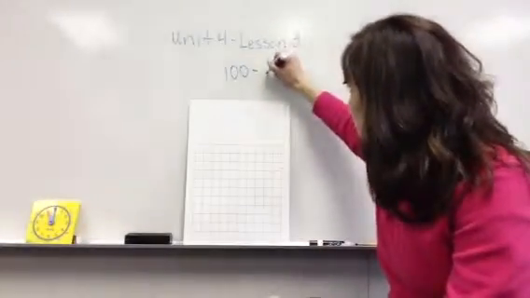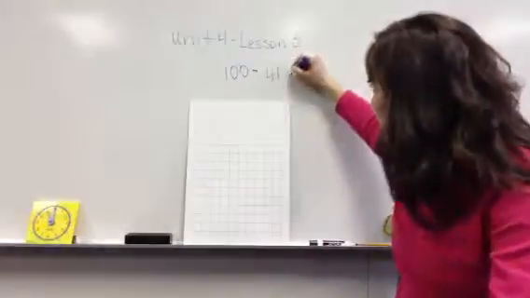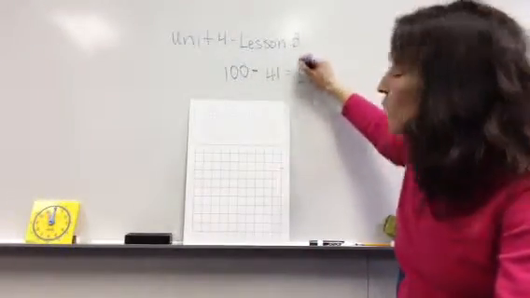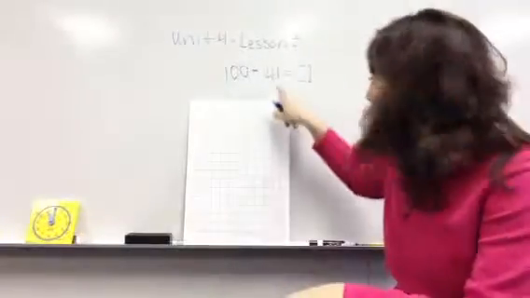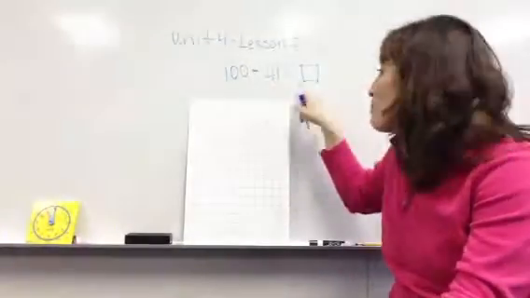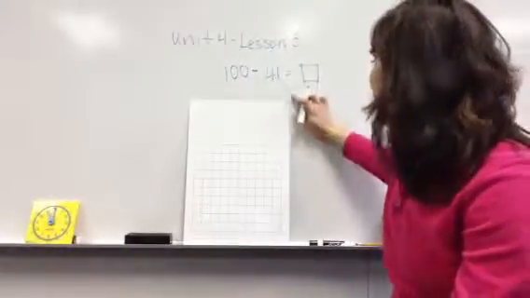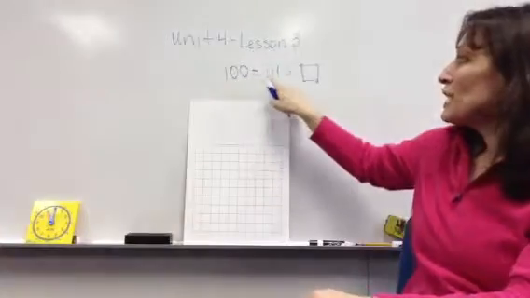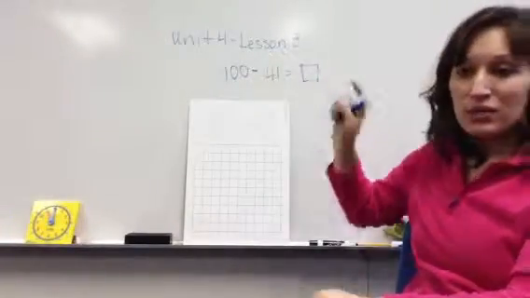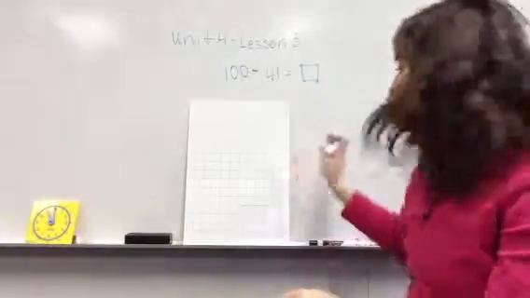I'm going to pick 41, okay? Now I can't just pick what the other part will be, because since I picked this one, the other part has to be the exact part that when you put these two together will equal 100, okay? So I've got 100 take away 41 equals what? Okay? So a way for us to show our thinking with this is to use these math boards.